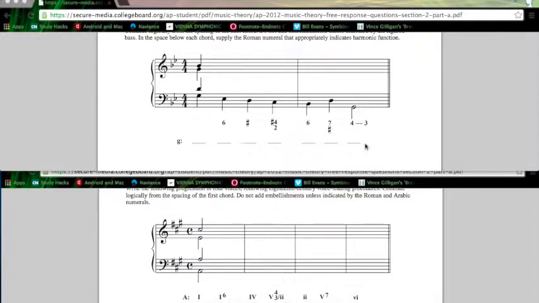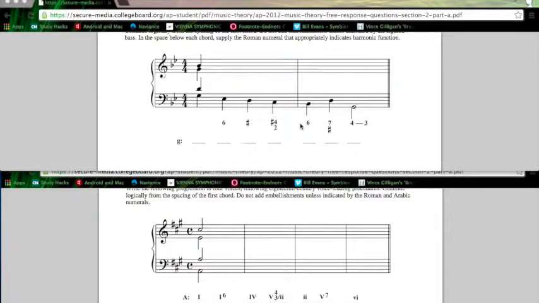One thing to note, because it is a suspension, it has to be held over from a previous chord tone. So if a C is in the tenor voice in this chord, then the C that's over the bass in this case has to be in the tenor voice as well. So that's another notation on that.